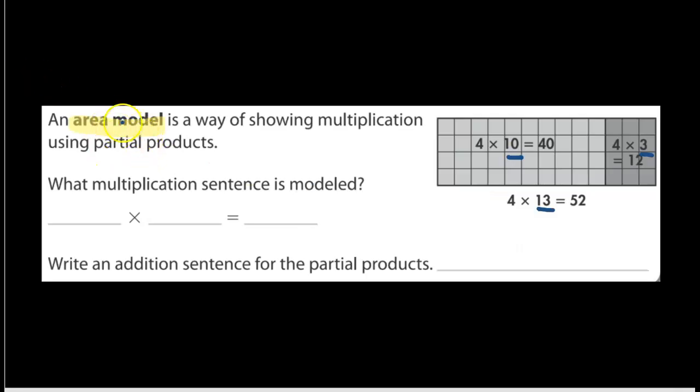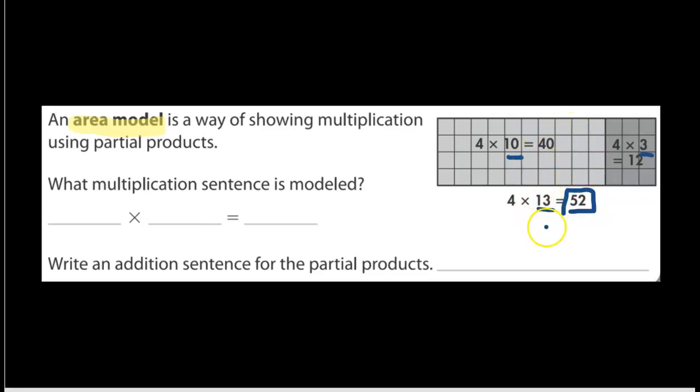I've already got this highlighted because it's an important vocabulary word that you should be familiar with: an area model is a way of showing multiplication using partial products. You were probably used to this in 4th grade. So if you look over here at the model, they've got 4 times 13 equals 52. So we know that our end product is 52. That means that there are 52 squares in this model.